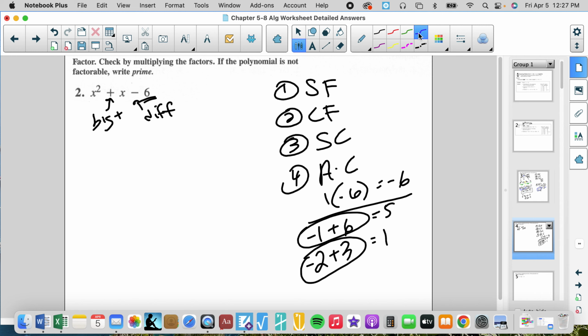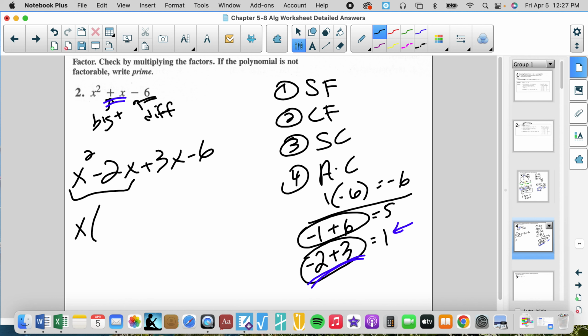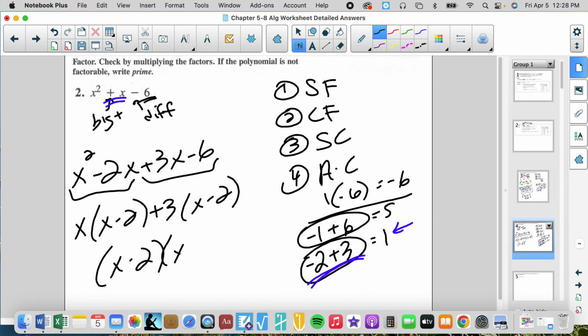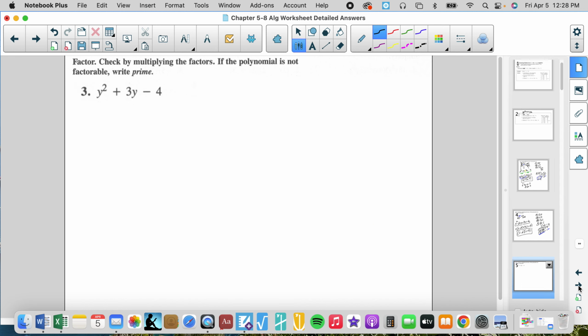And we notice that my middle is 1, so I know that I'm going to use these two factor pairs as my outside and inside. You get x squared minus 2x plus 3x minus 6. Factor out an x, you get x minus 2. Factor out a 3, you get x minus 2. So x minus 2, x plus 3, and we're good to go.